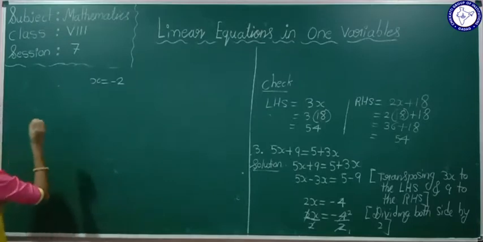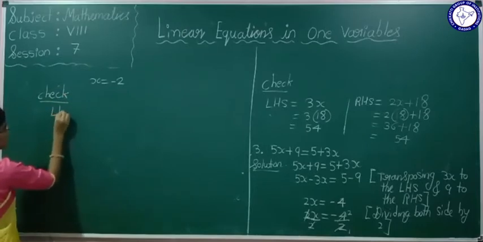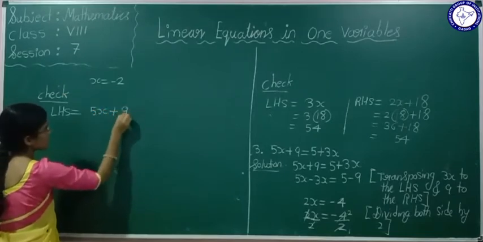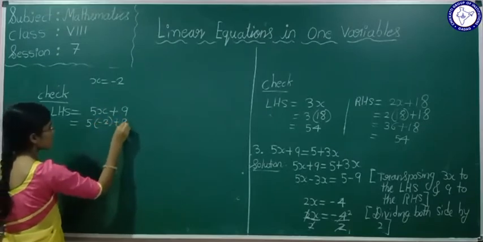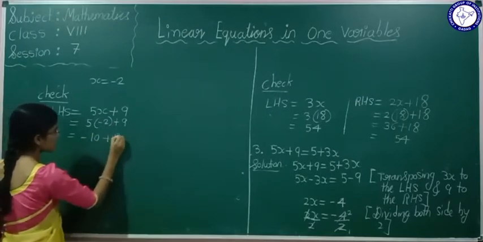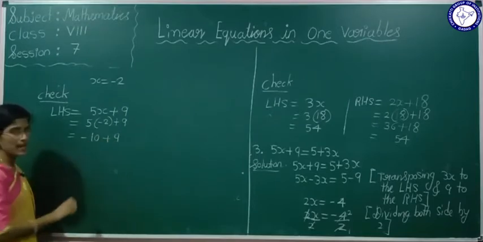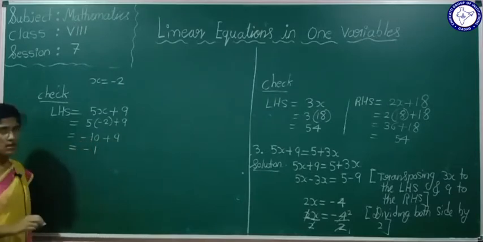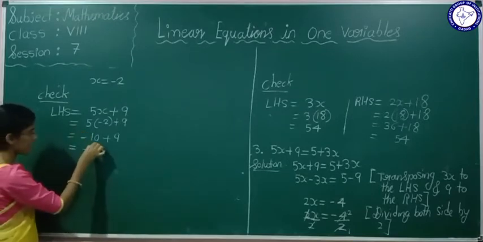Now see, they told to check, check it. Take LHS. What is LHS? 5x plus 9, which is 5 times minus 2 plus 9. Here 5 2s are 10. Minus 10 plus 9. Minus plus is minus. 10 minus 9 is 1. Which is the bigger number? 10. 10 has the minus sign. For which number the bigger sign is there, for that only you have to keep.